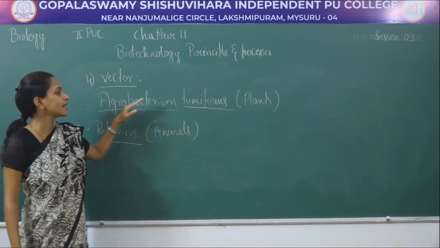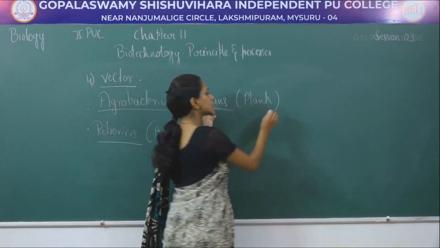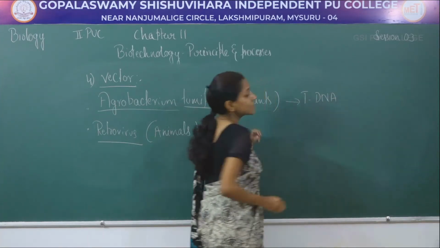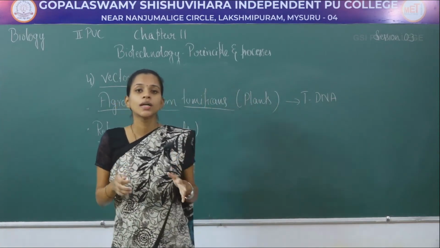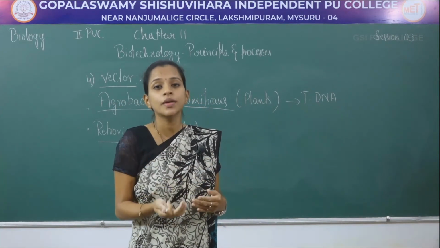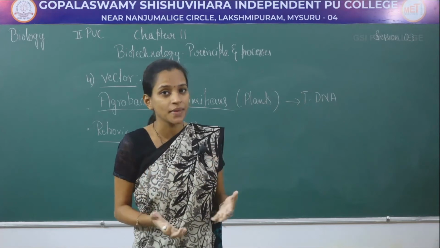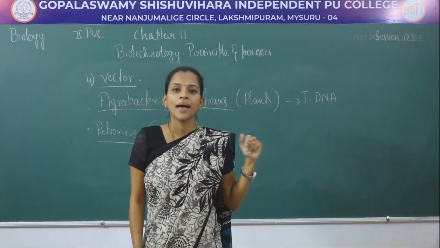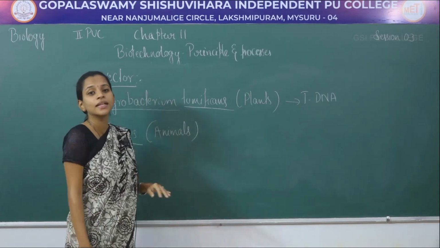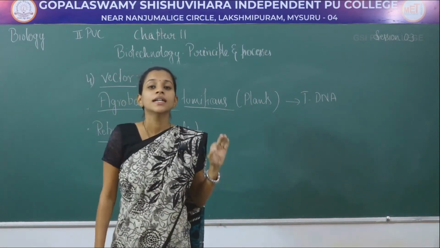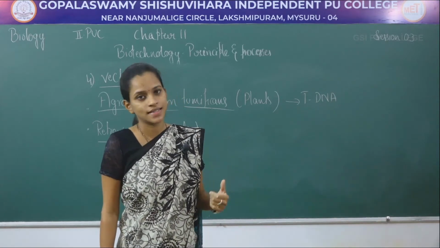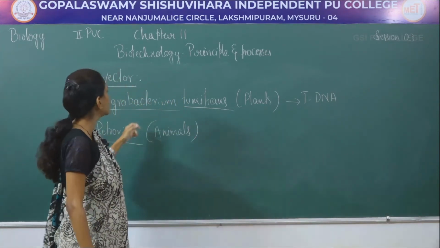So this Agrobacterium tumefaciens produces a T-DNA which has the ability to convert the normal plant into a tumor producing one, which produces chemicals necessary for the pathogen. Whereas in case of retrovirus, they have the ability to convert any normal cell into a completely cancerous cell. So these both are used as vectors.